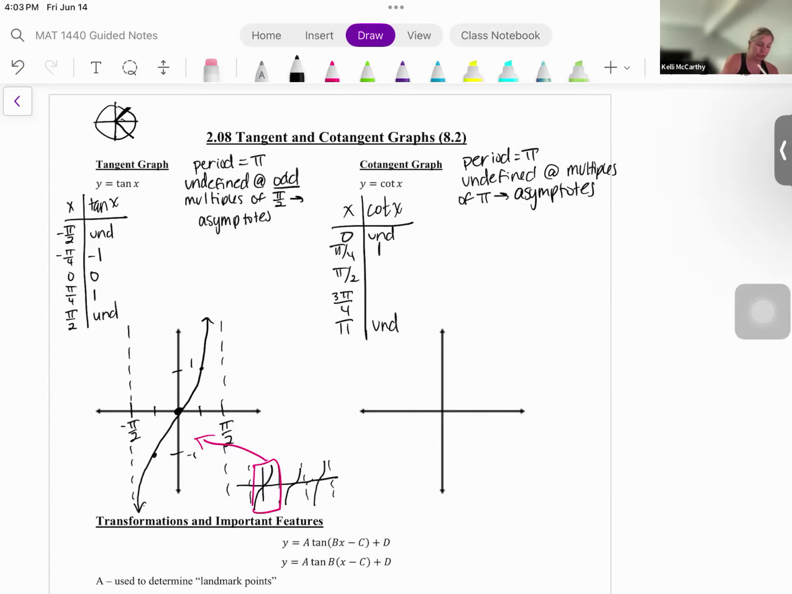Cotangent at pi over 2. So again, thinking about this, where we've got the ordered pair 0, 1, cosine divided by sine is going to be 0. At 3 pi over 4, we're over here where our x is negative, our y is positive. So it's just going to change the sign of cotangent to be -1.